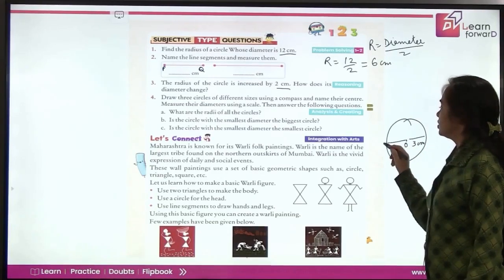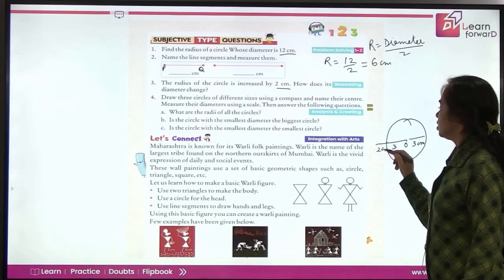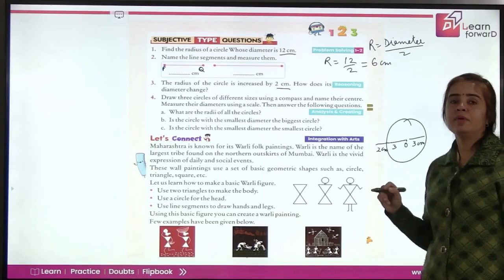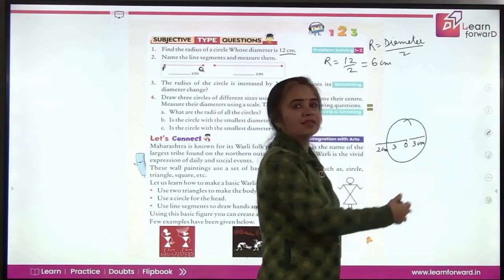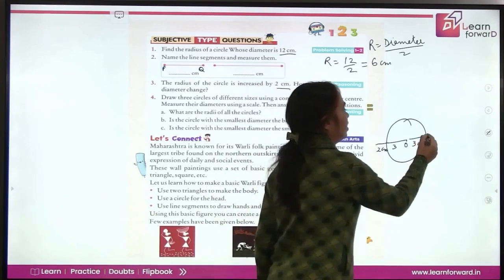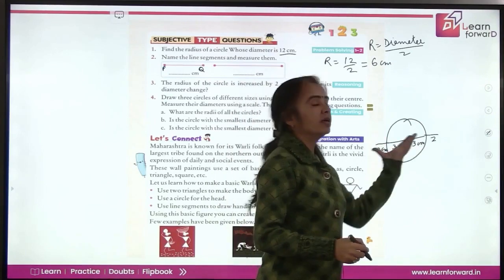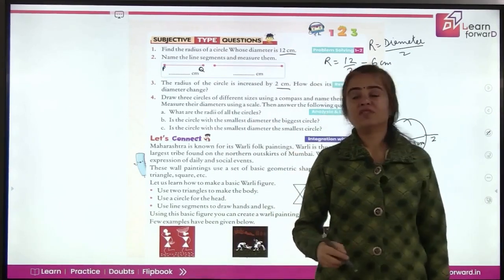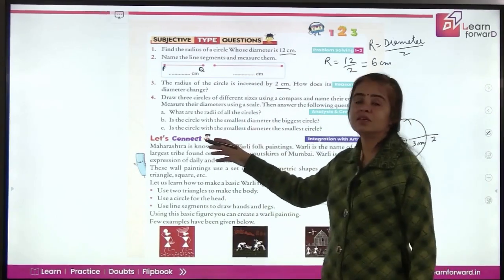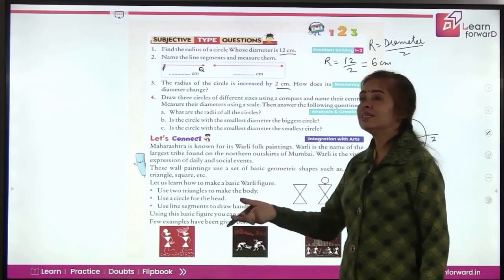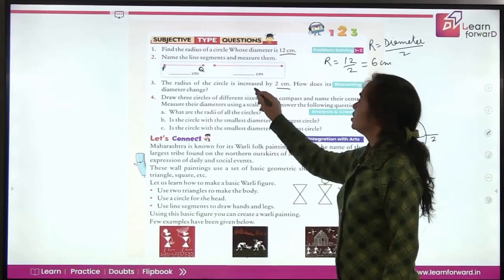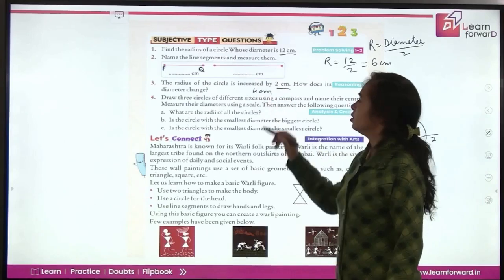Now your radius is increased by 2 centimeters. So what do you have to say about diameter, children? Will it increase on the other side also? Definitely. This will also become 2 centimeters more. So what is the total diameter now? It is 5 centimeters. So whatever is the increase in radius, the diameter will increase double than it. That means it will be 4 centimeters more.